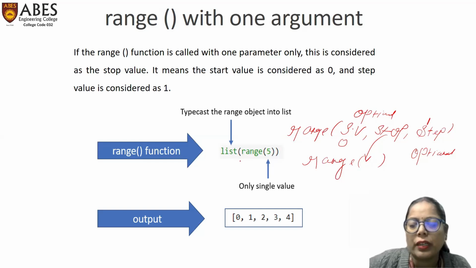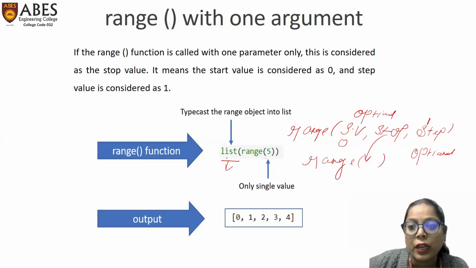So now if we are writing range 5, that means it is your stop value, and I also explained to you that the stop value is not included. Now, what is typecast? Typecast is where we specify what data type the range will be. Here we have written list before the range function. That means whatever the values, whatever the sequence, it will be in the form of a list. So we are typecasting. We are mentioning what data type it should be.